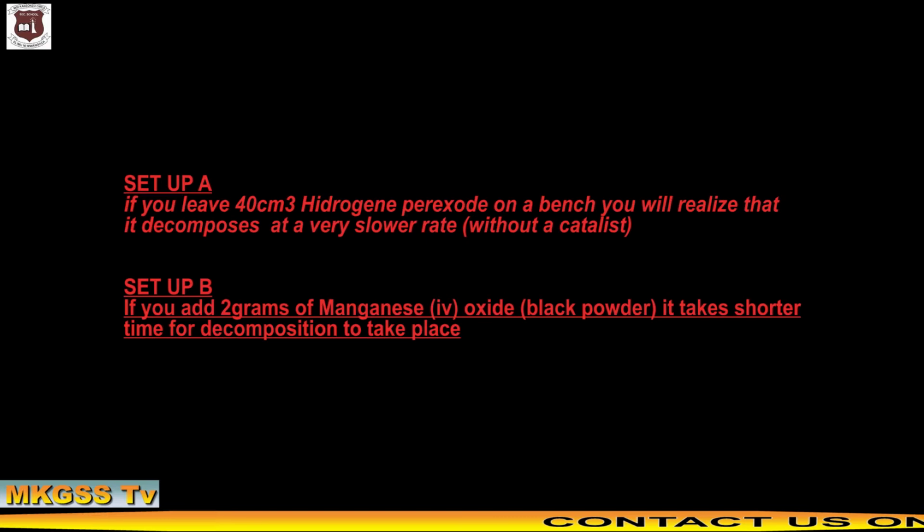Now if you just leave 40 cubic centimeters of hydrogen peroxide on a bench, then you will realize that hydrogen peroxide decomposes at a very slow rate. That is without a catalyst. And that is why naturally you will see very tiny bubbles. And those ones are of oxygen gas produced during the process of decomposition at a very slow rate.